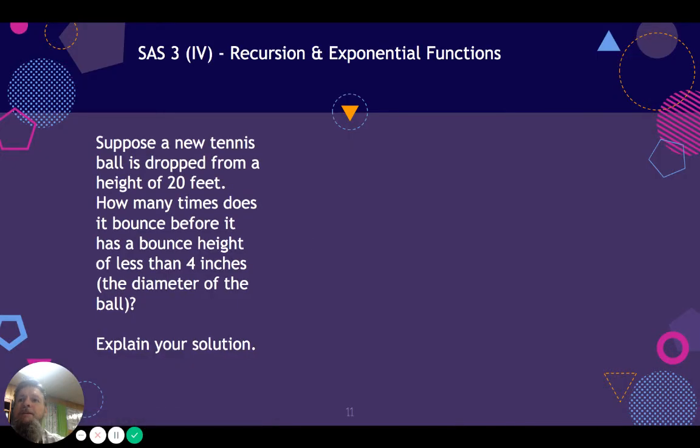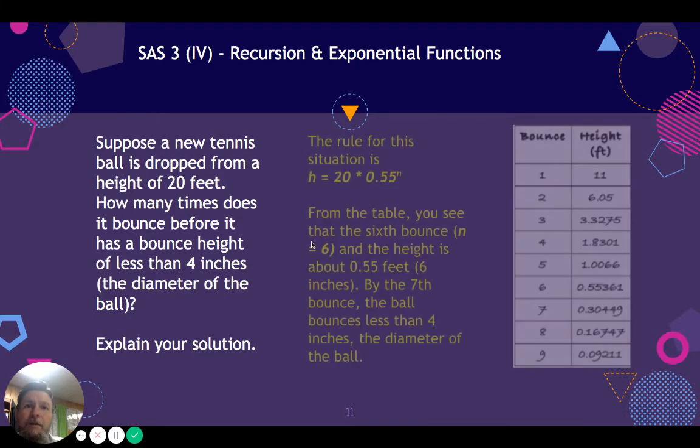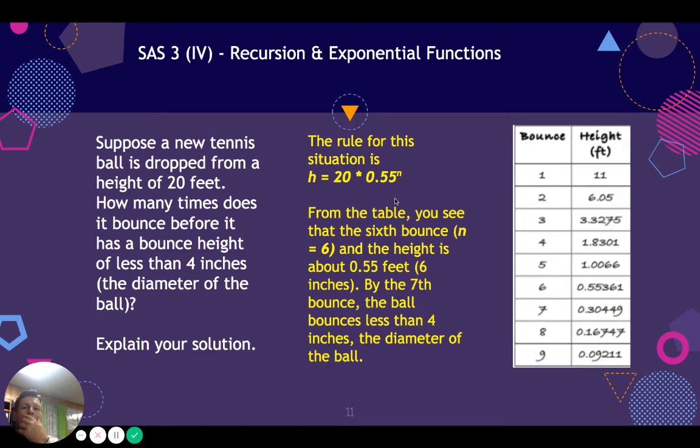All right, suppose a new tennis ball is dropped from 20 feet. How many times does it bounce before it has a bounce of less than 4 inches, which is the diameter of the ball? And we'll explain our solution. So this is pretty simple. The rule, we're going to change that 10 or the 2 to 20. And from the table, we can see that the sixth bounce, n equals 6, and the height is about 0.55 feet, which is about 6 inches. By the seventh bounce, the ball bounces less than 4 inches, or the diameter of the ball.